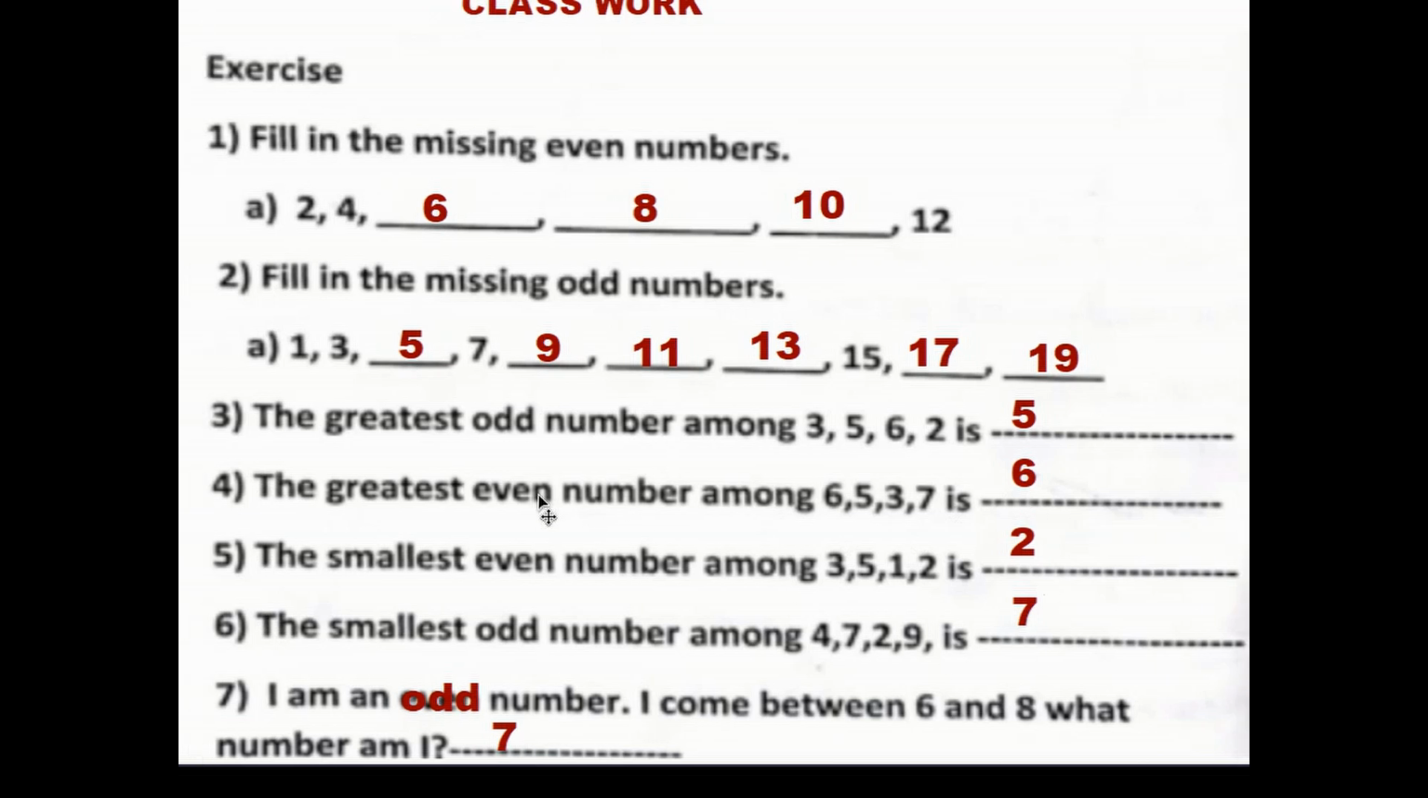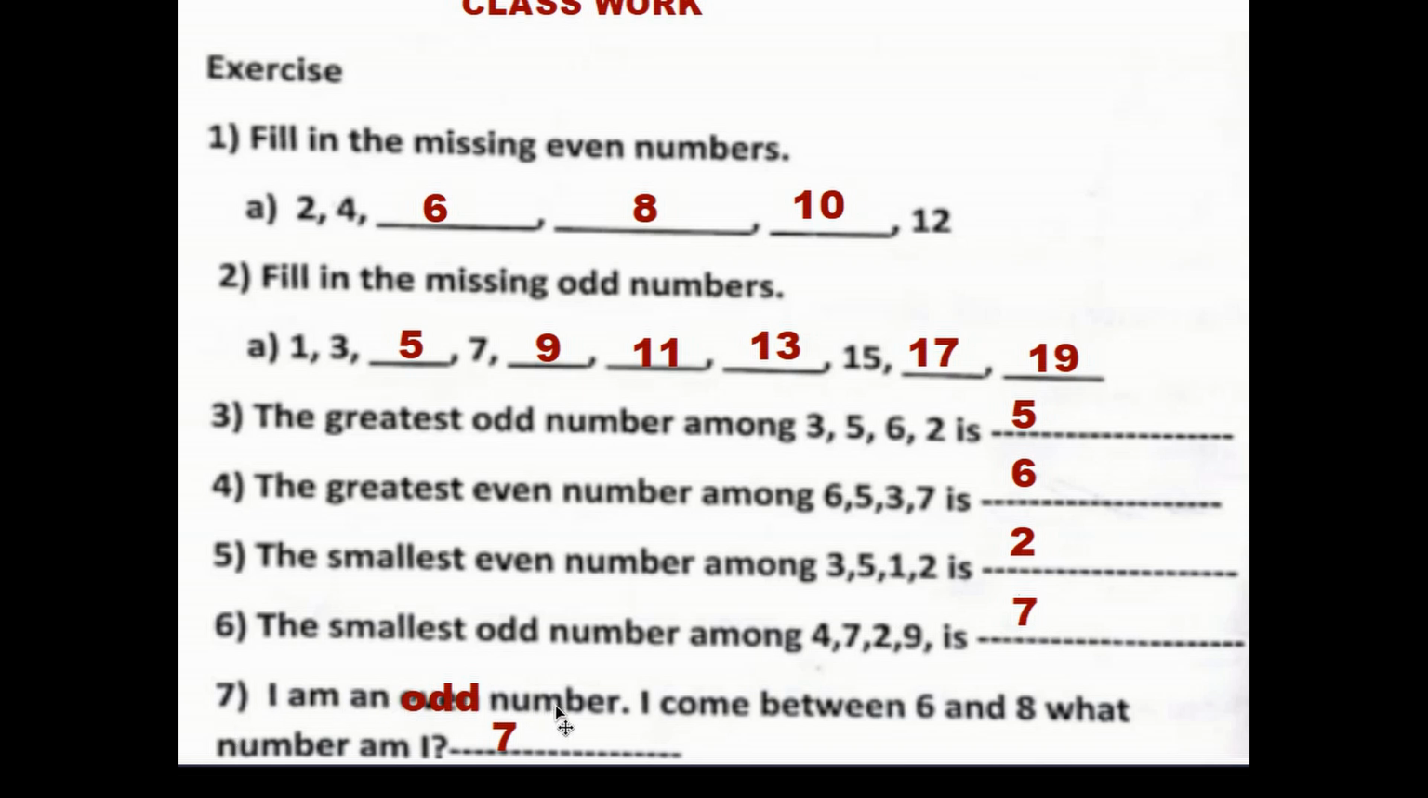We have only one, so that is 6. And number 5, the smallest even number among these. We have how many evens? Only 2. So the answer is 2. Number 6, the smallest odd number among these. We have 7 and 9. From these two, 7 is the smallest. So we have only 2 odd numbers, and when we compare, 7 is the least or the smallest.